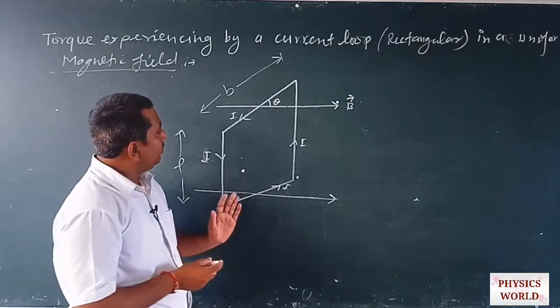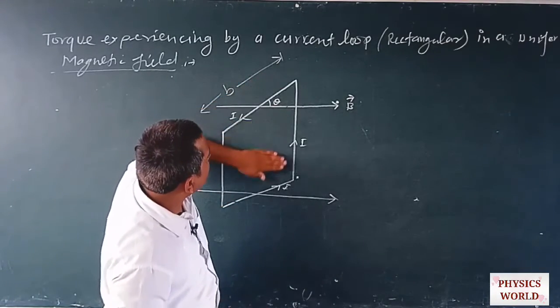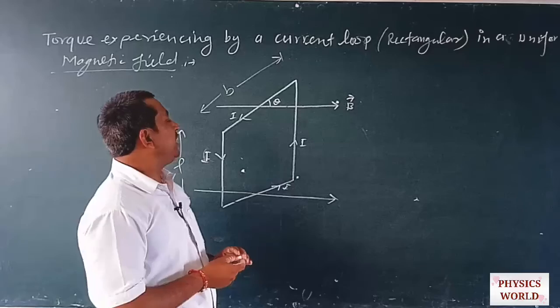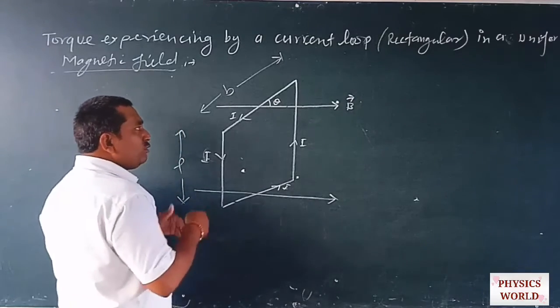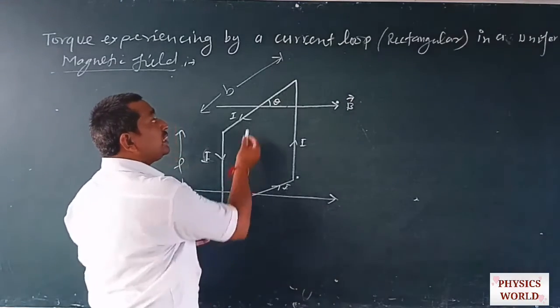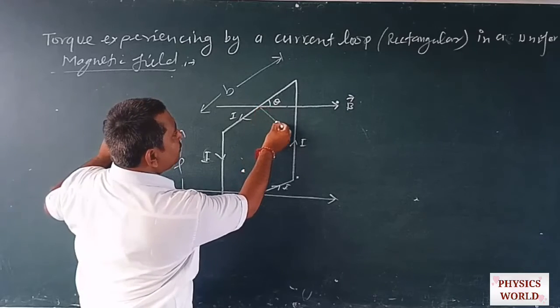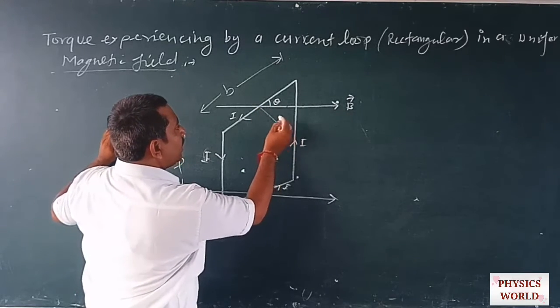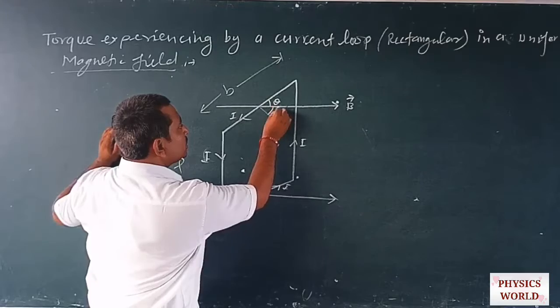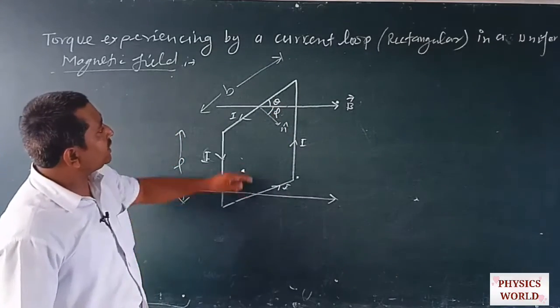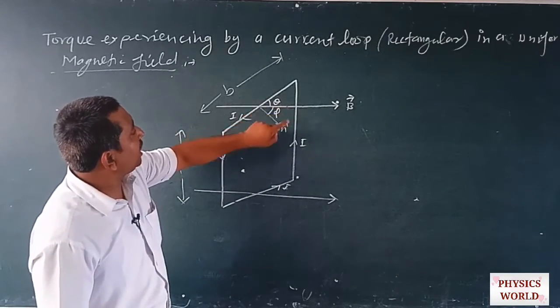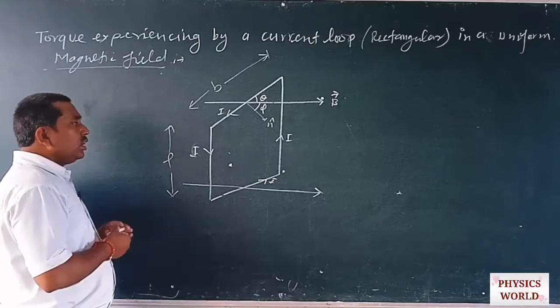When the angle between the plane of the coil and the direction of magnetic field is theta, then what will be the angle of the normal of the plane of coil? The normal of the plane of coil makes, suppose, phi, then from here we get that theta plus phi will be equal to 90 degree.